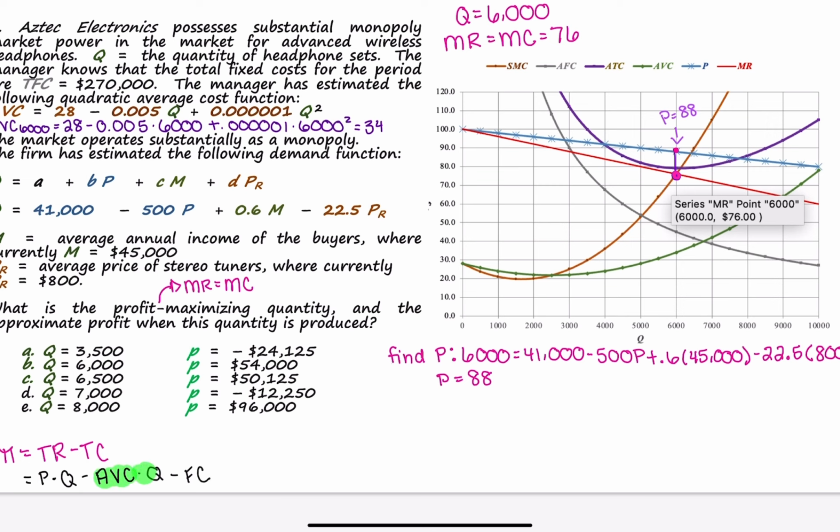Question 6 says, suppose the firm sets the price at P equals $96. What is the quantity and approximate current profit when this quantity is produced? So we're going to go to where P is $96, and P is this blue line up here. So P is $96 right here. And if you look on your graph, you should be able to actually click it and verify that. That means our quantity is 2,000.